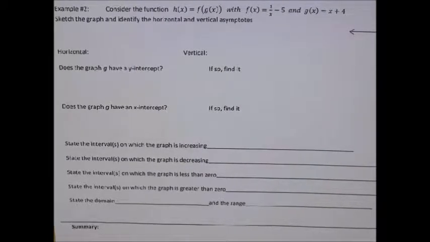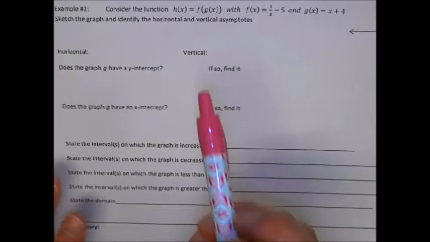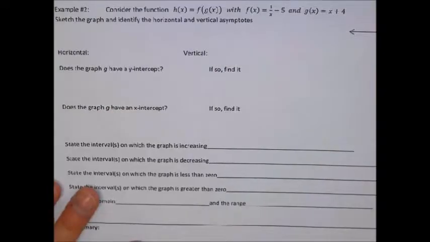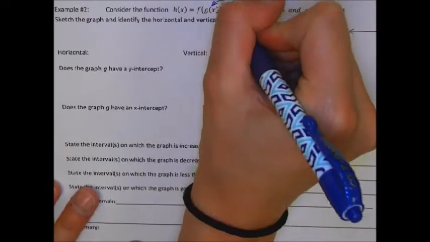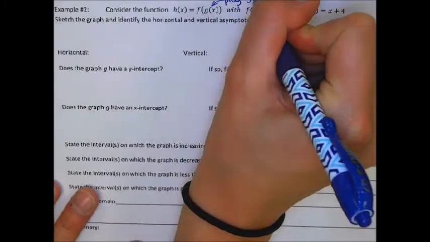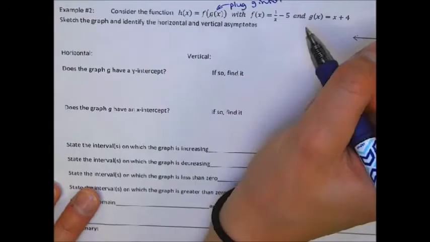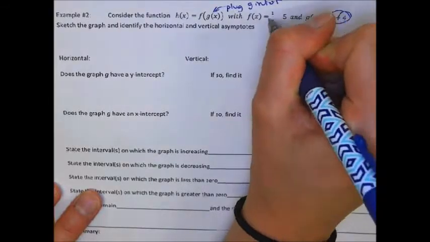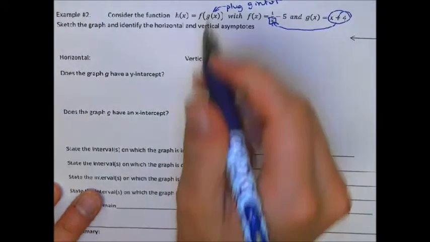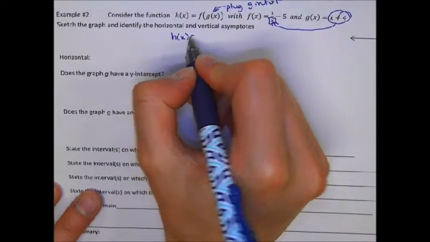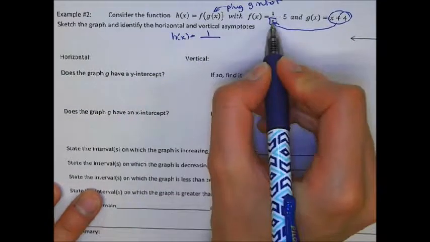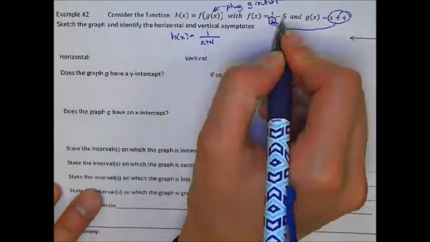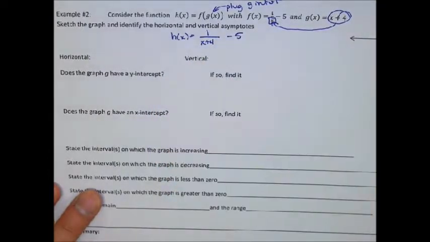For example 2, we're going to consider h of x equals f of g of x. So this is when I'm going to plug g into f. So we're going to take g and put it into f. So h of x equals 1 over, instead of x, instead of that box, we're going to write x plus 4, and then I have minus 5.